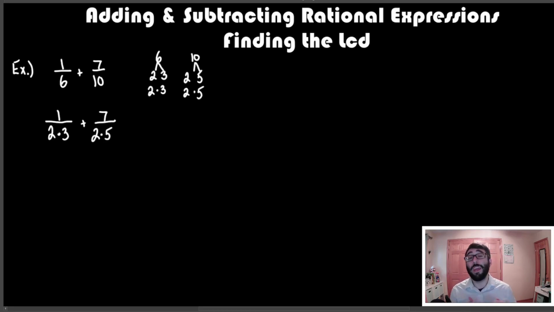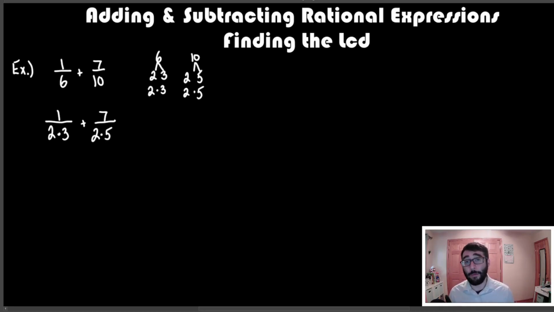So, if we think about 6 and 10 in their factored form, this is called the prime factorization. 6 is made up of the prime factors 2 and 3, and 10 is made up of the prime factors 2 and 5. We write those denominators as a product of their prime factors. We can see that we have 1 over 2 times 3 and 7 over 2 times 5. Now, why do we do that?